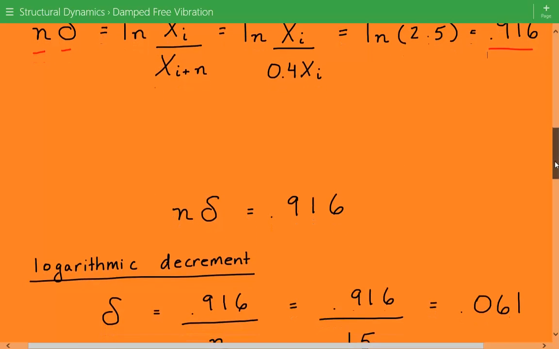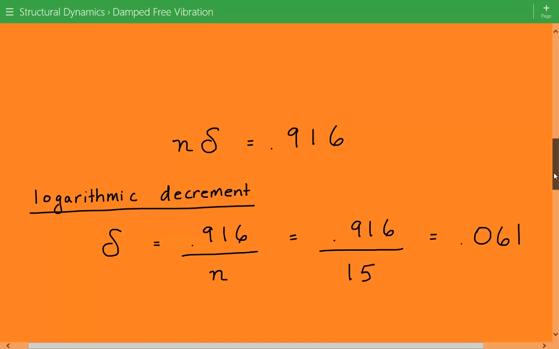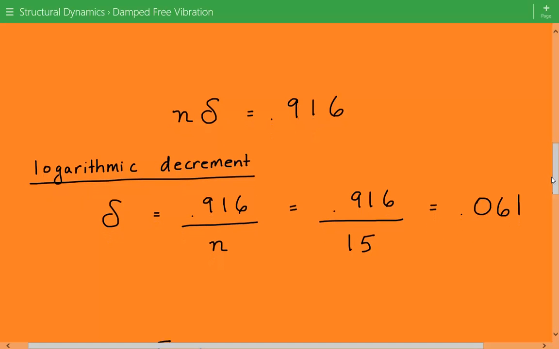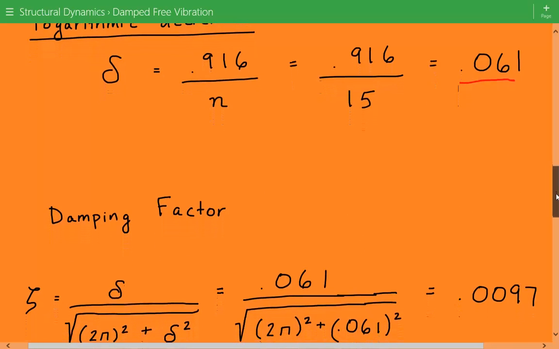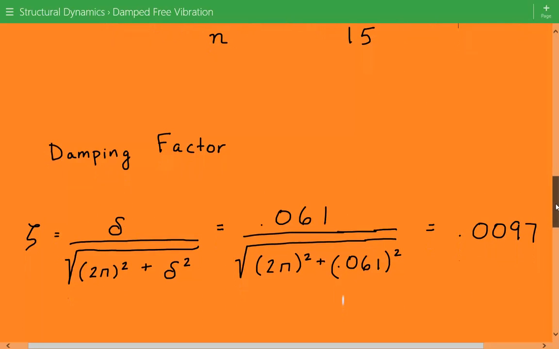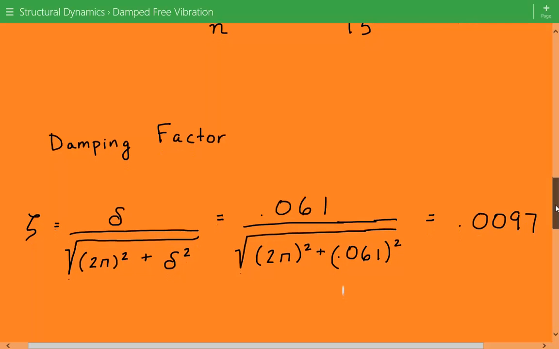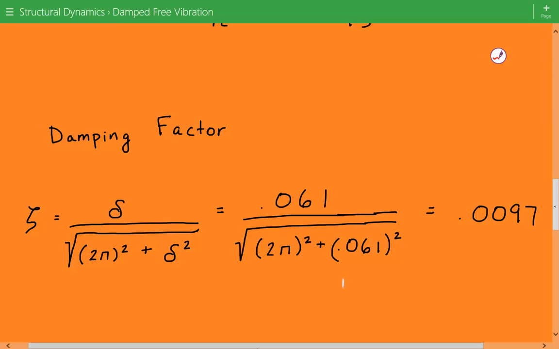Based on this, we can calculate the logarithmic decrement. We just divide both sides by n, the number of cycles. So delta equals 0.916 divided by n, so divided by 15 cycles. And so our logarithmic decrement equals 0.061. Now we can calculate the damping factor zeta, which is equal to delta divided by the square root of (2 pi) squared plus delta squared. So zeta, our damping factor, is equal to 0.0097, and this is less than 1, so this tells us that the system is underdamped.